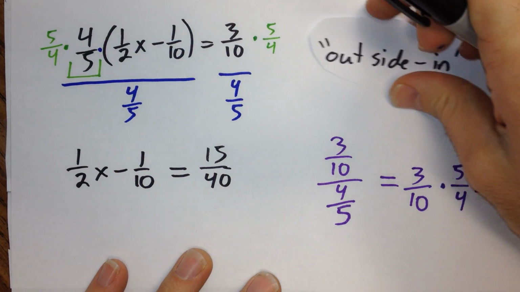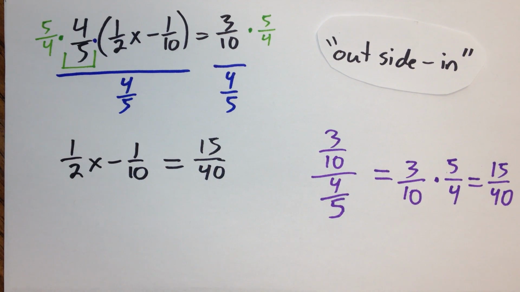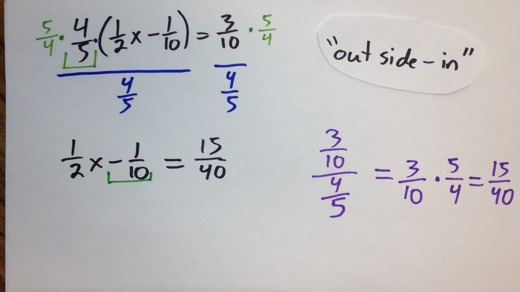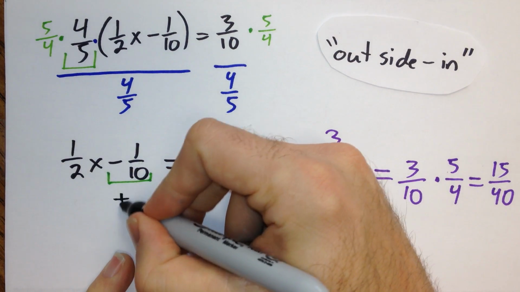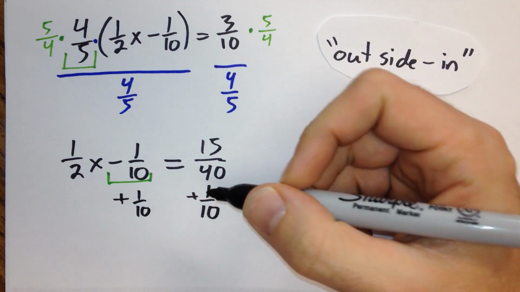Okay, so that gives us the point where we're at in the problem, which is 1/2 x minus 1/10 equals 15/40. Now I look through and see what's the next piece to get rid of. It's the subtraction on the end, and so I want to add 1/10 to both sides.